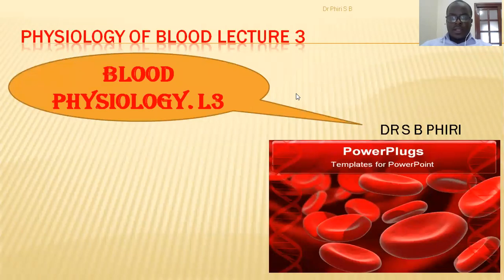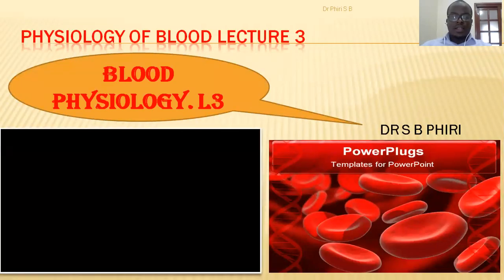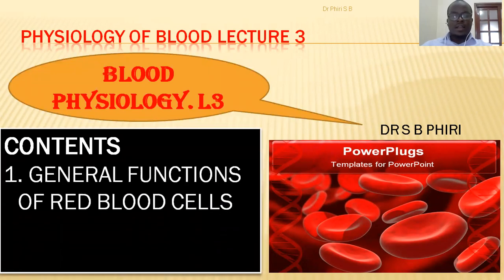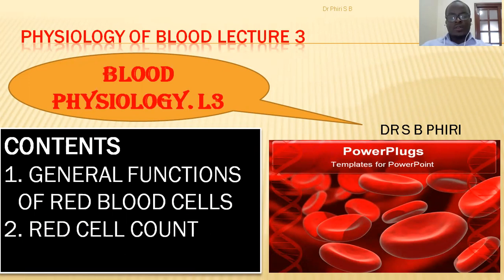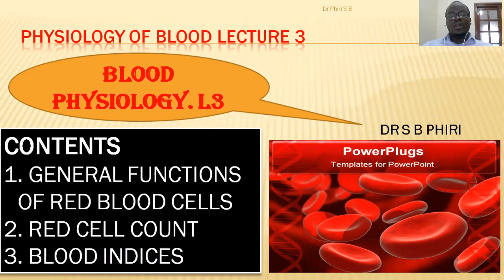Okay, so like I said, this is Blood Physiology Lecture 3, and in the content of this lecture, we're going to look at the general function of blood, and then we are also going to look at the general function of red blood cells, and also red cell count. How can you do a red cell count? There are different ways in which you can do it. You have automated, or you can do a manual count of red blood cells. So we are going to discuss the manual counting of red blood cells, and then later on we'll look at blood indices.